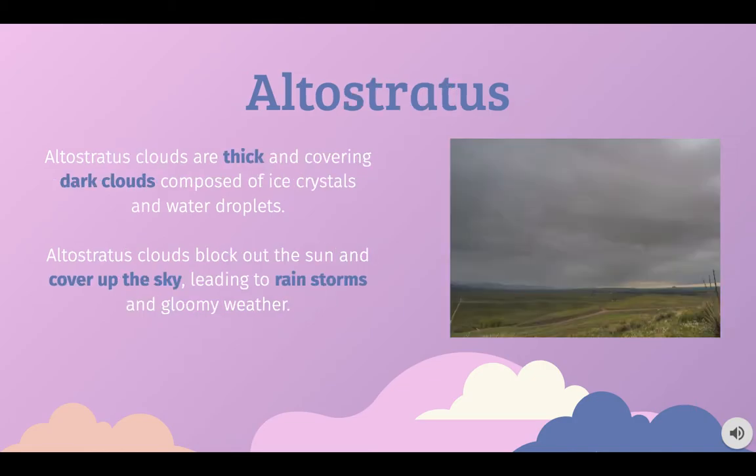What are Altostratus clouds? Altostratus clouds are thick and covering dark clouds composed of ice crystals and water droplets. Altostratus clouds block out the sun and cover up the sky, leading to rainstorms and gloomy weather.